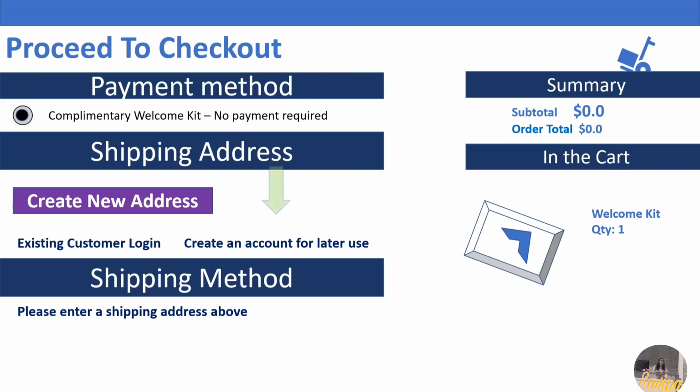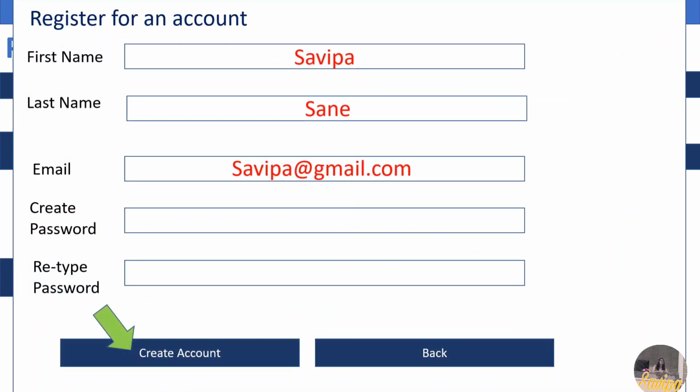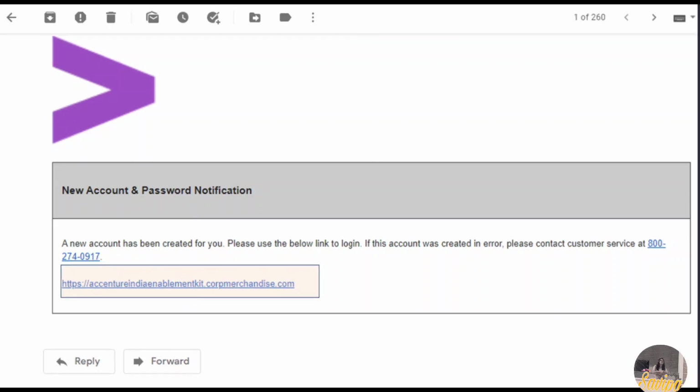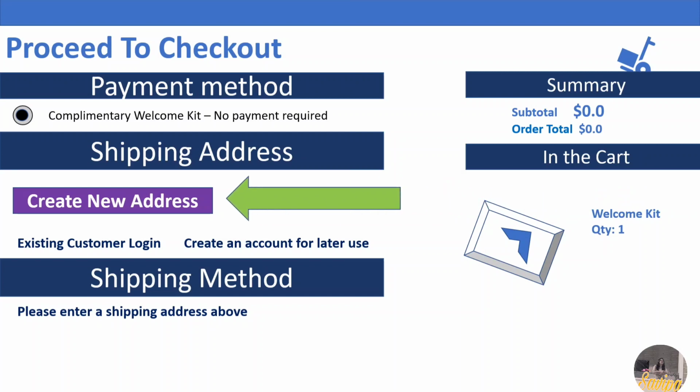Now click on create an account for later use. You can see a form this way. Fill in your details like first name, last name, email, and create a password, and then click on create account. You will receive a mail this way for your account creation. Now click on the given link below and follow the above process till you reach the shipping address page. Now click on the create new address button.